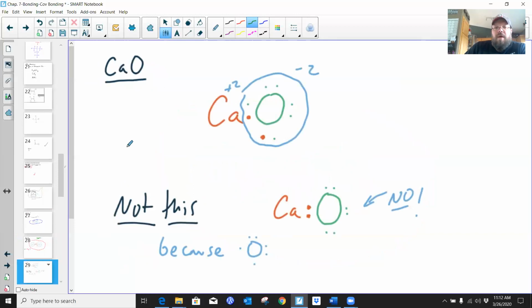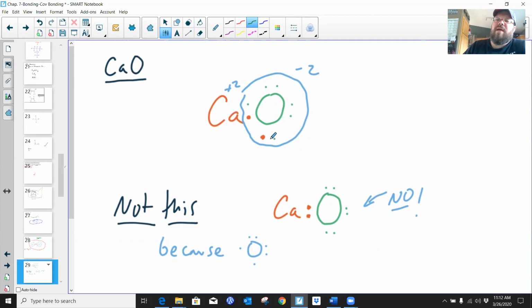All right, one more example, and then we'll get you going. Calcium oxide, again, metal, non-metal. Calcium is in group 2, so it will typically have a +2 charge. Oxygen is in group 16. It typically wants to have a -2 charge.